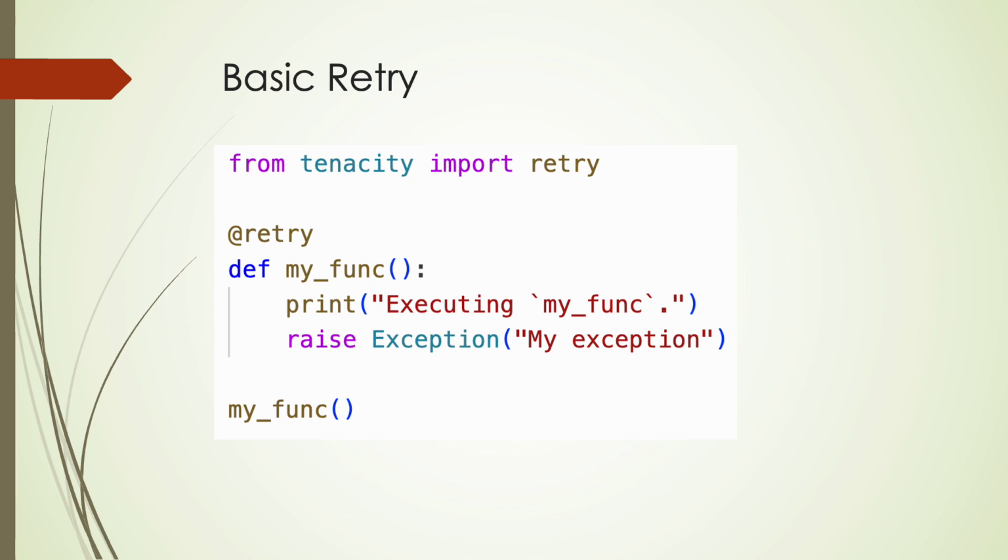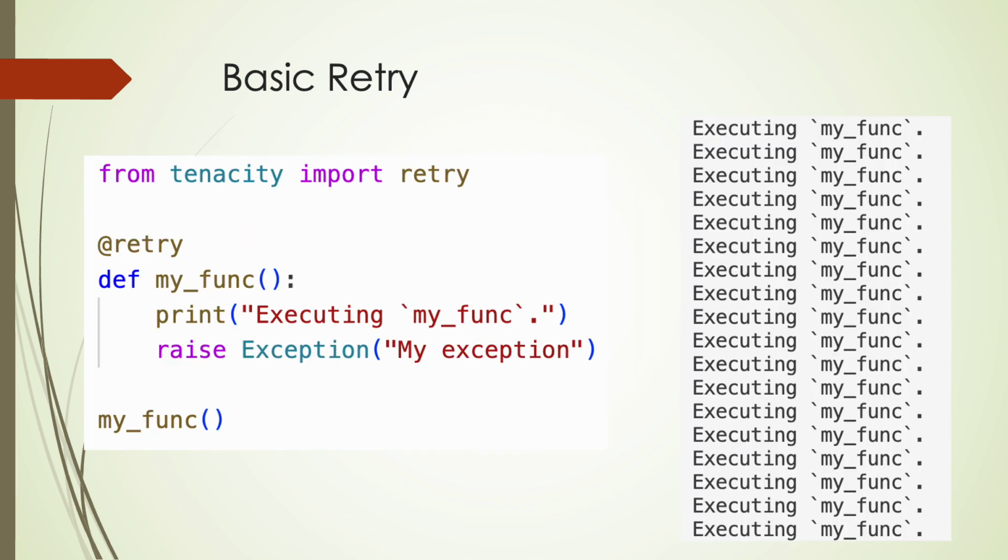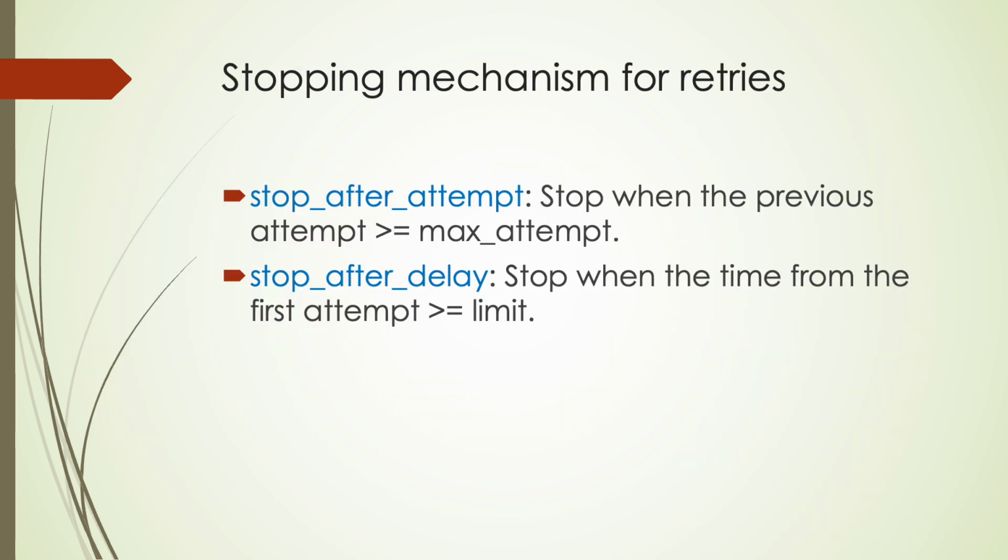Tenacity provides a decorator called retry, which can be added to a function to retry it if it fails to execute. By default, the function will be retried forever until it succeeds. This is not optimal in most cases. We should have more control regarding when and how to retry the function. Tenacity has a full set of retry configurations.